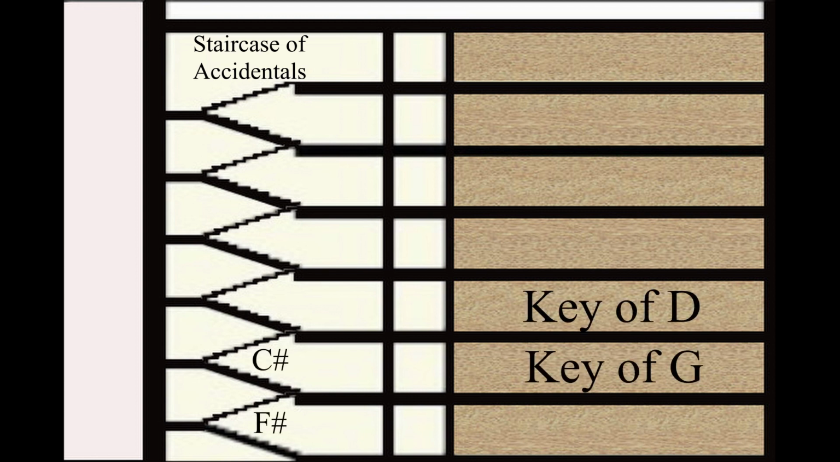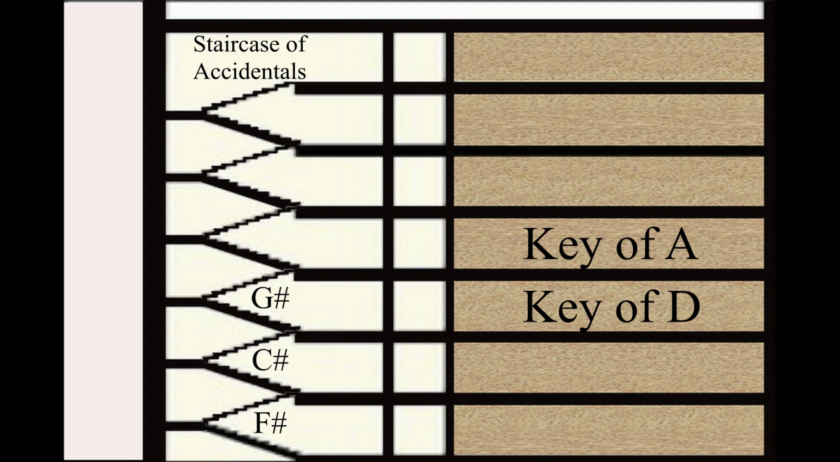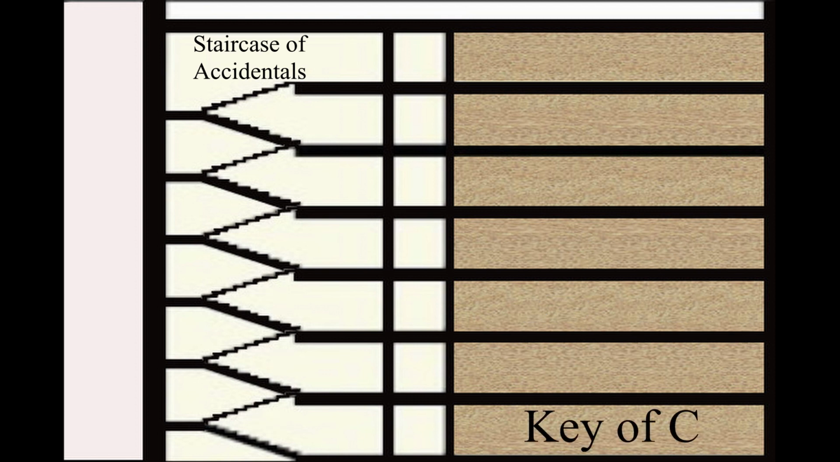From the key of G major, we can use the C sharp staircase to ascend to the key of D major. From D, we use the G sharp staircase to ascend to A, and so on. If we want to move from C major to E major, the first staircase we need to ascend is F sharp. Then in order we ascend the C sharp, G sharp, and D sharp staircase to arrive on the floor of E major. The accidentals follow this order ascending and descending.